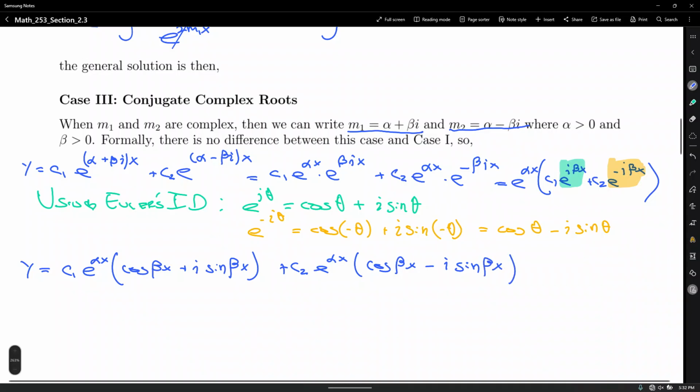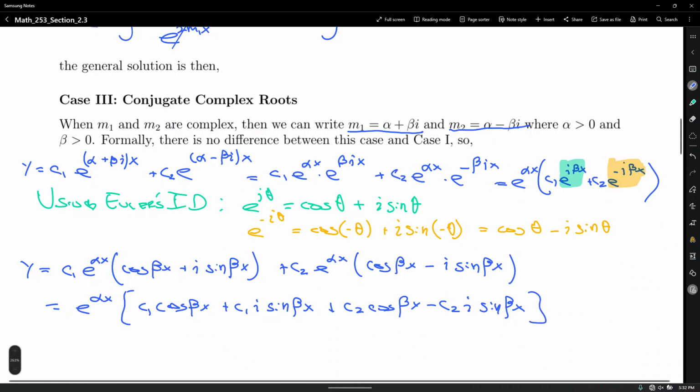Okay, what do we do here? I'm going to factor out the exponentials once again. So e to the alpha x times C1 cosine beta x plus C1 i sine beta x plus C2 cosine beta x minus C2 i sine beta x.